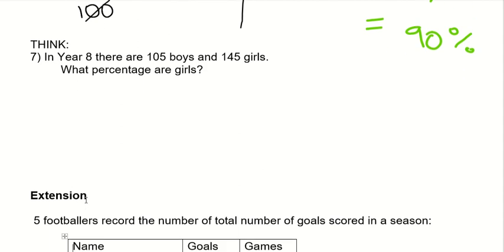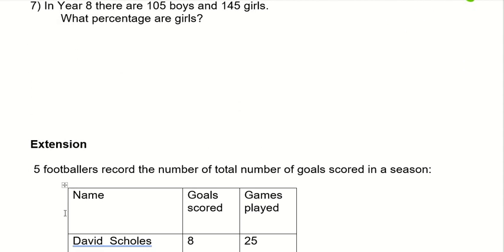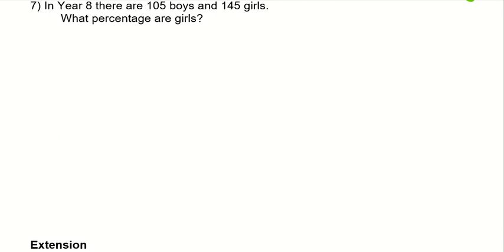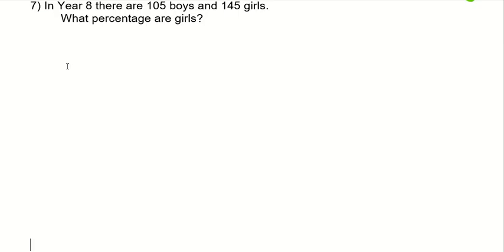Okay, so this one, well, it is a think question, so you have to think about it. It says, in year 8, there are 105 boys and 145 girls. What percentage are girls? So the first thing that you need to realize is you don't have the total amount of boys and girls in the class.